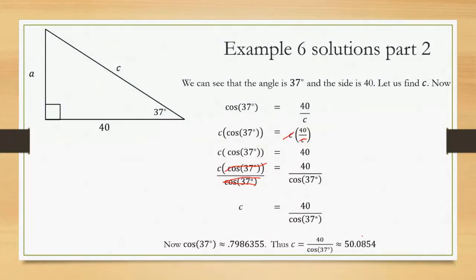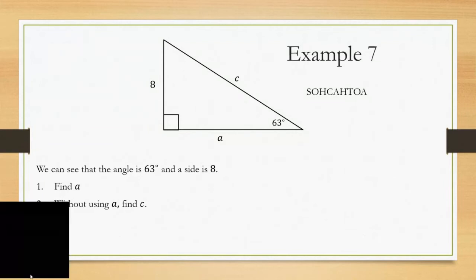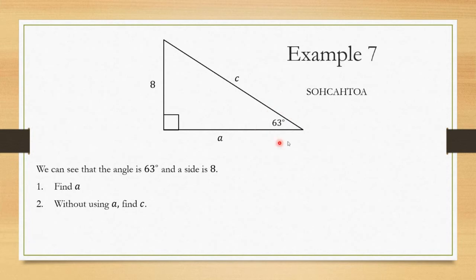Let's do another one then. So I put SOHCAHTOA here. So notice here, we have this angle, not saying the triangle is drawn to scale, so bear with me, but I have this angle here, 63 degrees. And we have this side, which is 8. So now we're going to find A, and then without using A, we're going to find C. When I say without using A, I basically mean without using Pythagorean's theorem. Let's use trig functions.